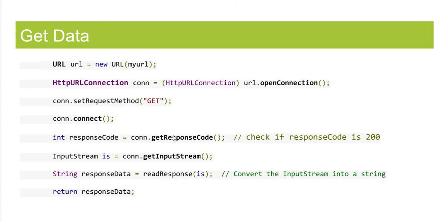We can read response code from that connection. 200 is the response code which is returned if everything goes fine and our request is accepted. And we can check if the code is 200. If it is 200, then everything is fine and we will start reading data. For reading data, we'll get access to the input stream on the connection, and from that input stream we will finally extract our text data.